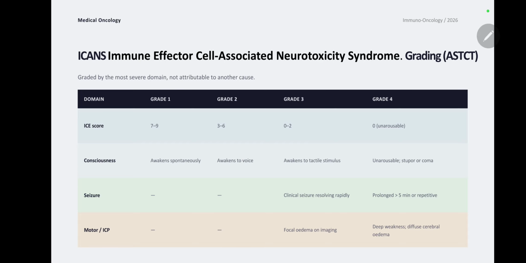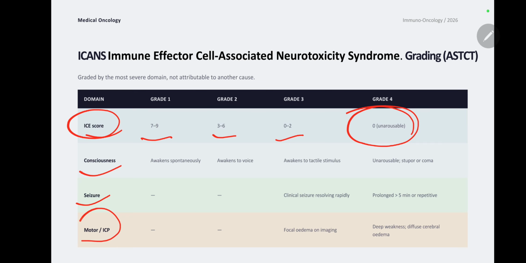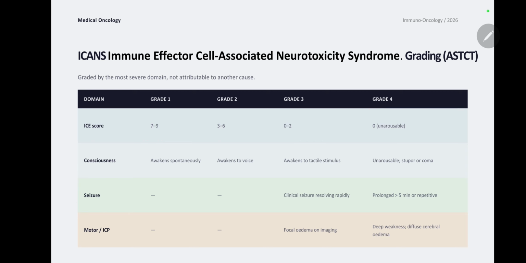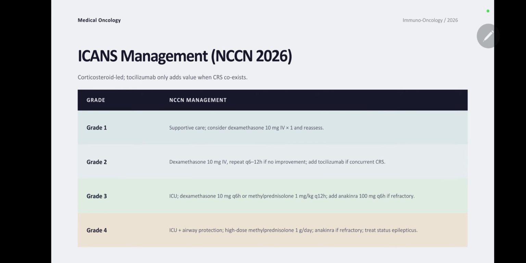So according to that, immune effector cell associated neurotoxicity syndrome is graded by the ASTCT. We use the scoring system of the ICE, that is 7 to 9, 3 to 6, 0 to 4, and 0 for unarousable. We also look at whether the patient is conscious, seizure, and motor or ICP function. On that basis we assess the neurotoxicity from immunotherapy. According to this neurotoxicity, we use different types of treatment.